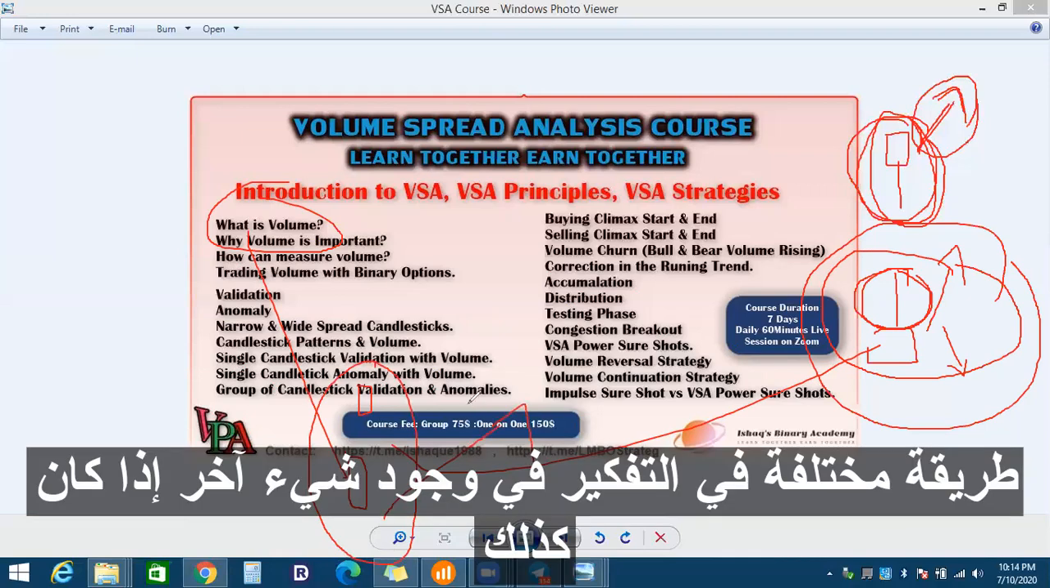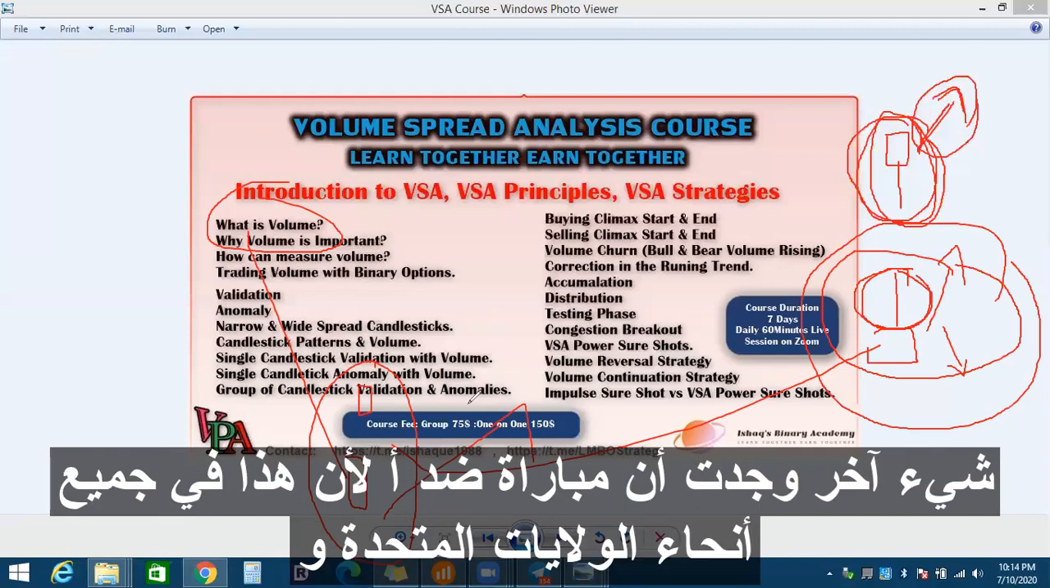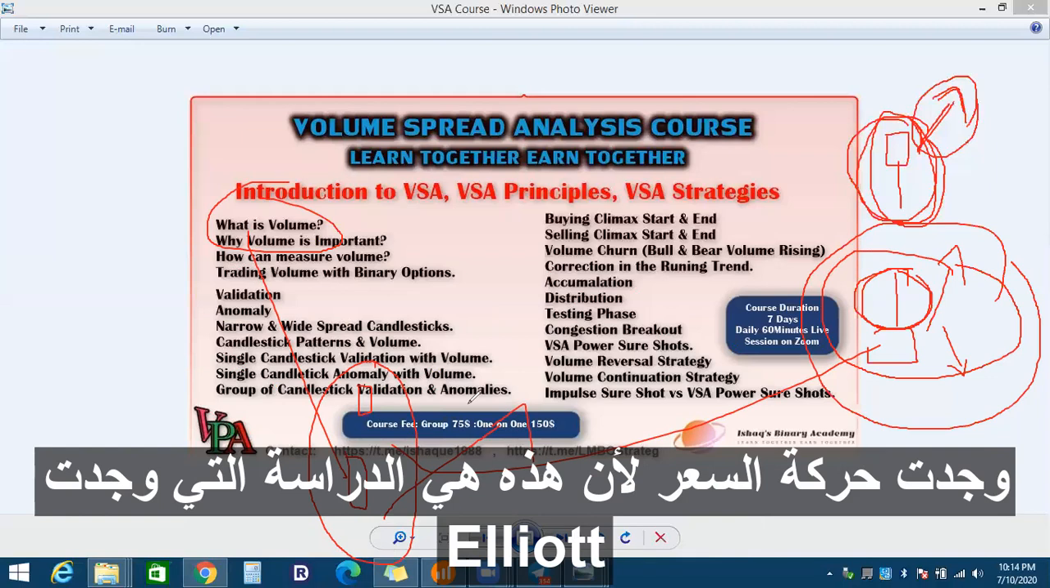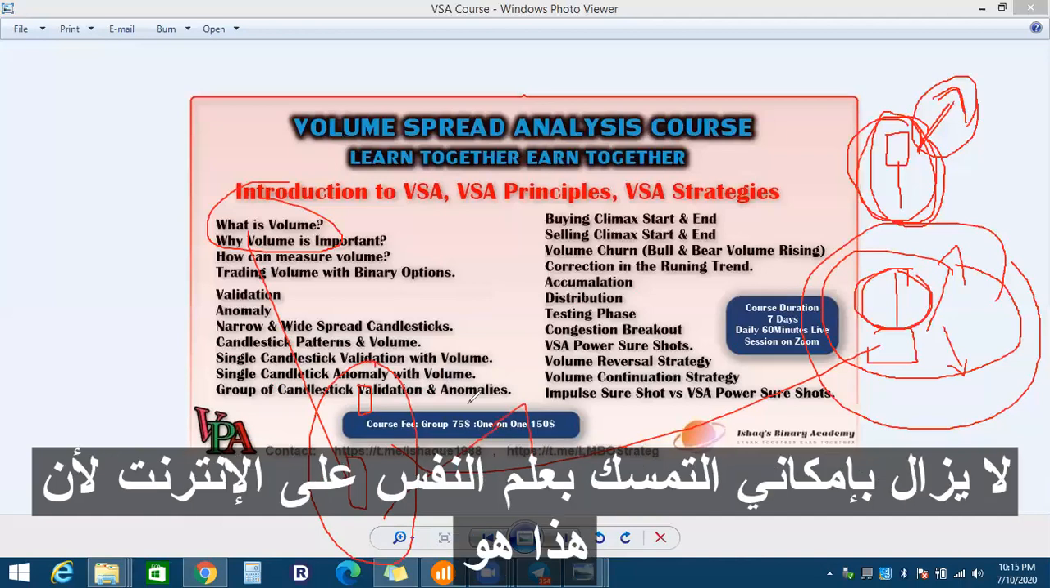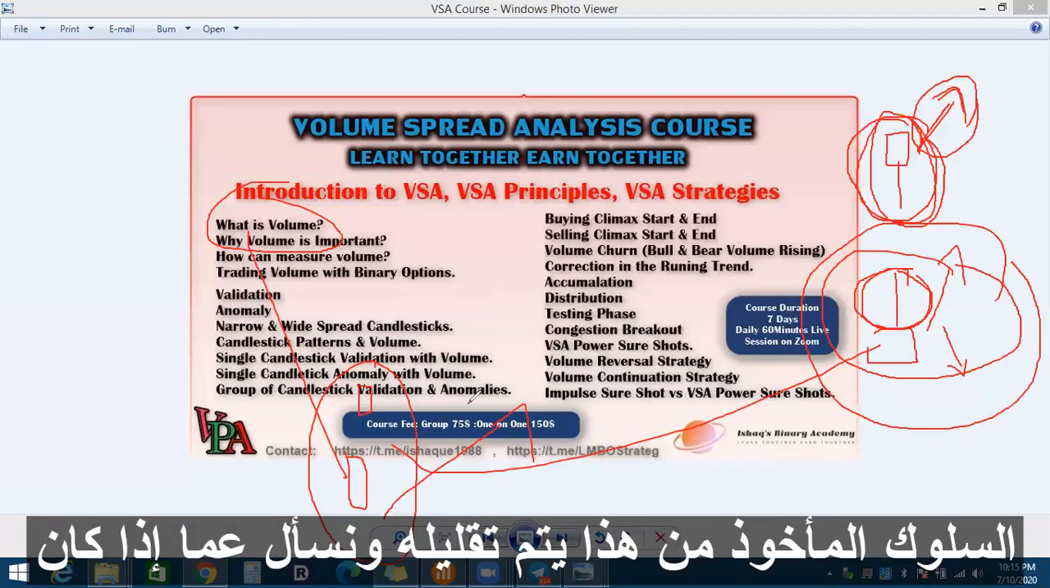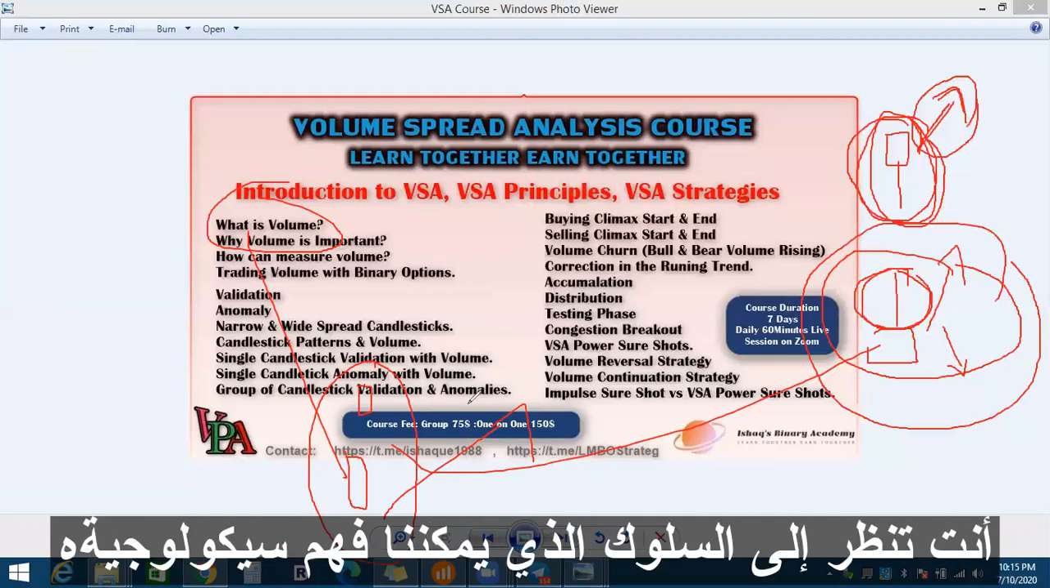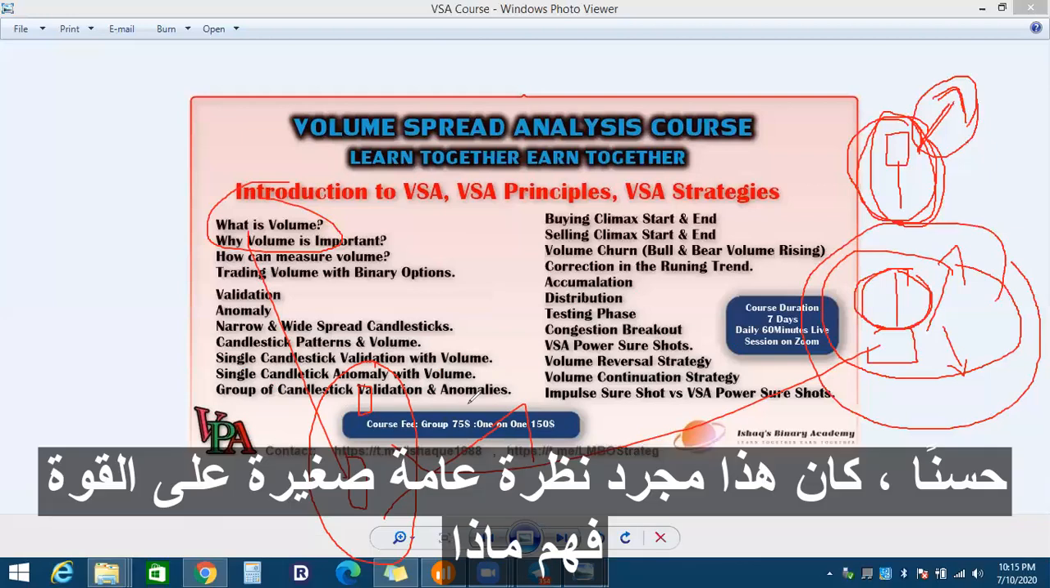But the overview of other traders is different. They are thinking that that is another thing. I found the VSA because that is a study. I found the price action because that is a study. I found the Elliott waves because that is a theory. But I still cannot find candlestick psychology on the internet, because that is a behavior. The behavior is taken from these studies, and if we look at the behavior, we can understand the psychology of each and every move.